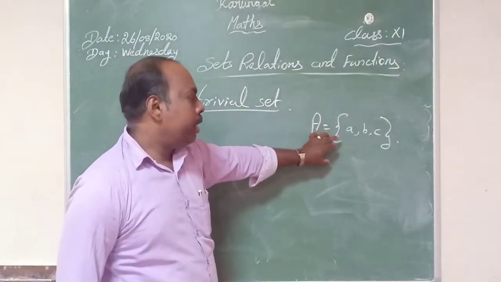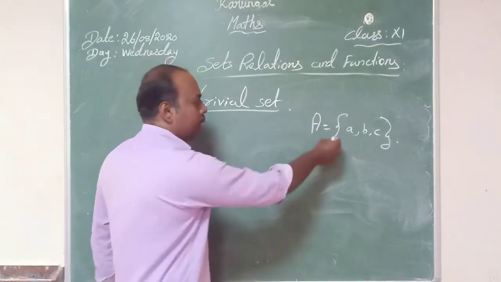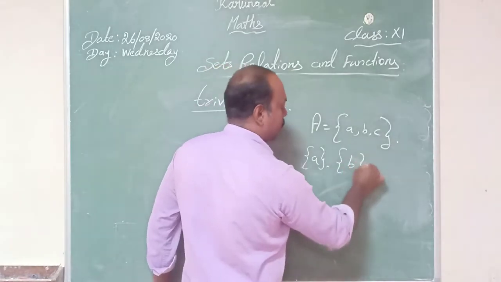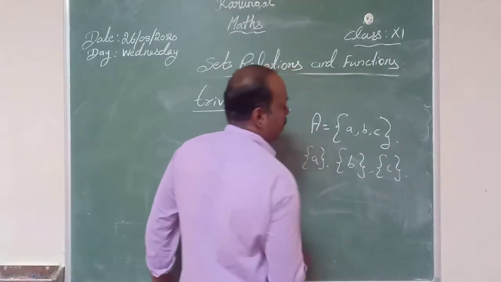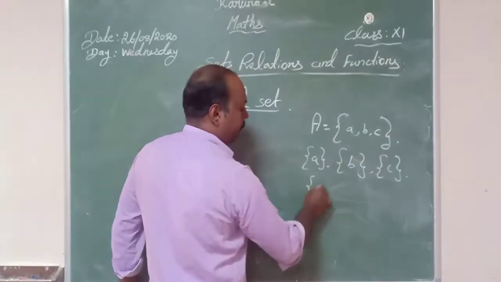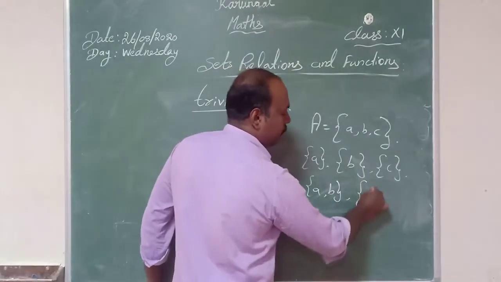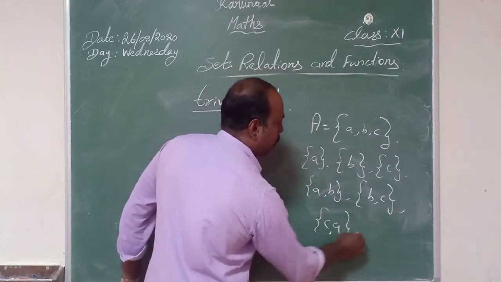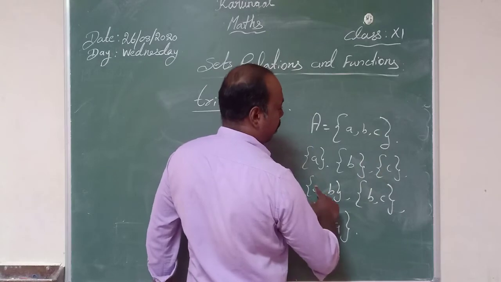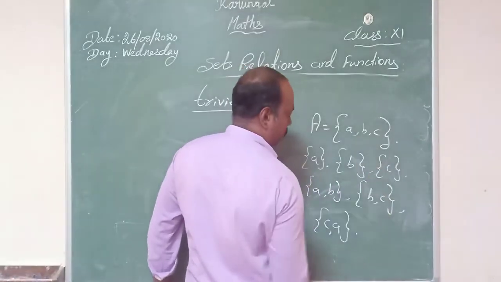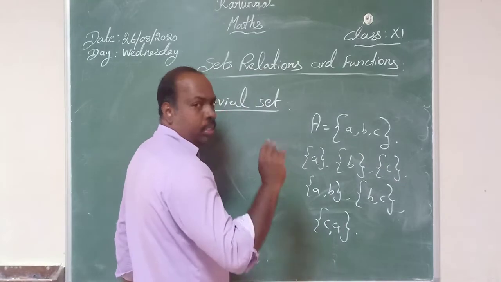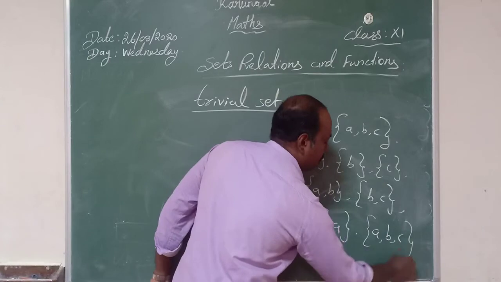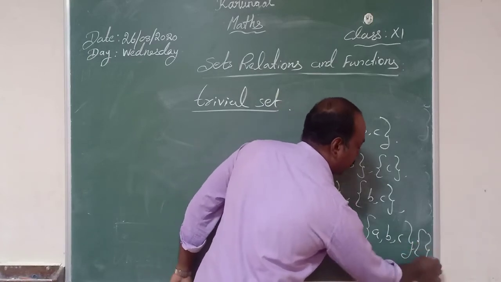What are the subsets of A? You can write this as A is one set, B is one set, and C is another set. Then two elements, A, B, then B, C, then C, A. Then two more sets will come. What are they? A comma B comma C, then the empty set.